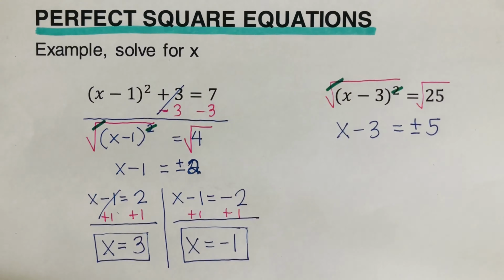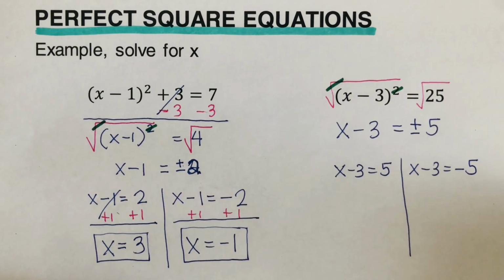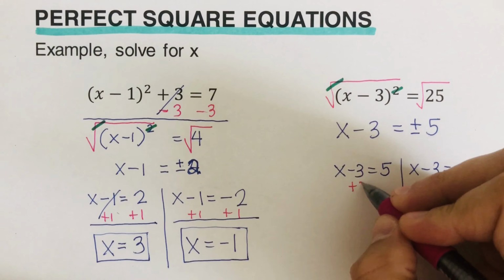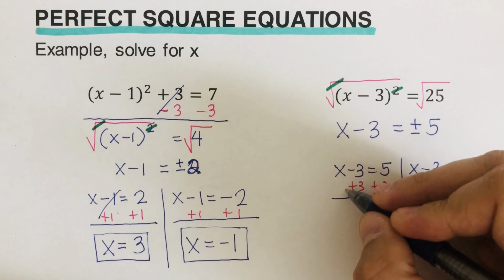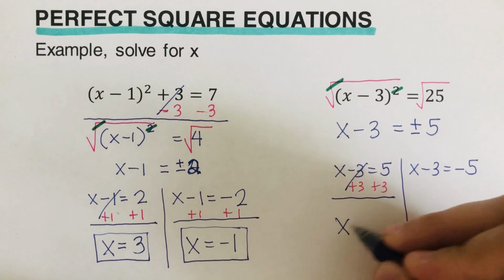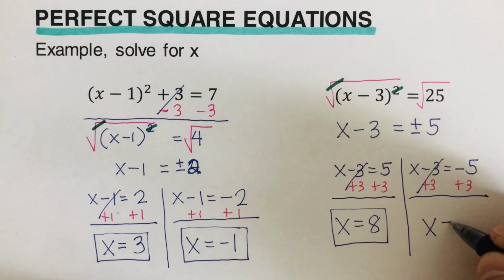We have x minus 3 is equal to positive 5, and x minus 3 equals negative 5. And then from here, I solve for x, so plus 3 and plus 3 here. So then this comes out to be x is equal to 8. And then we add 3 to both sides, plus 3 here. So we can cross out the 3 and 3. So we are left with x is equal to negative 2.